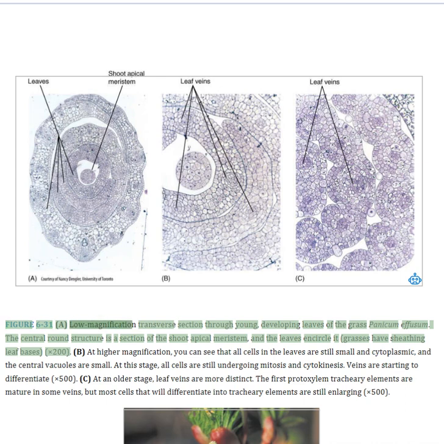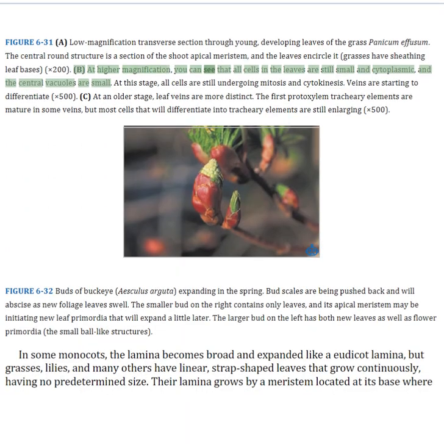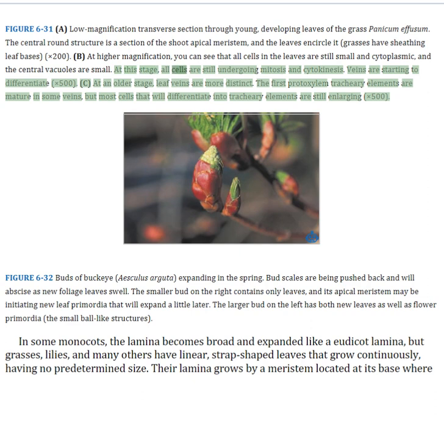Figure 631. Low magnification transverse section through young, developing leaves of the grass Panicum effusum. The central round structure is a section of the shoot apical meristem, and the leaves encircle it. At higher magnification, you can see that all cells in the leaves are still small and cytoplasmic, and the central vacuoles are small. At this stage, all cells are still undergoing mitosis and cytokinesis. Veins are starting to differentiate.